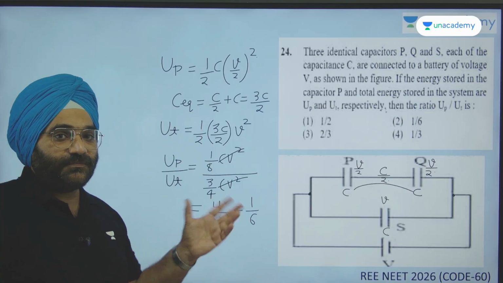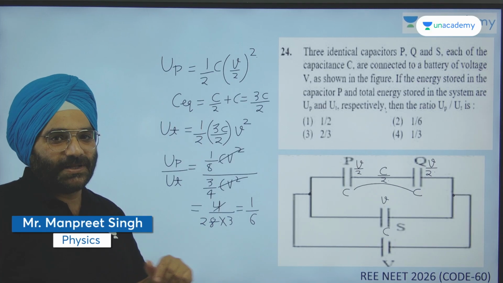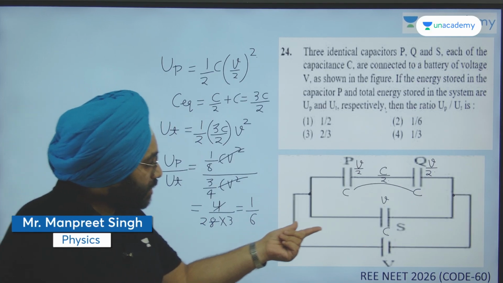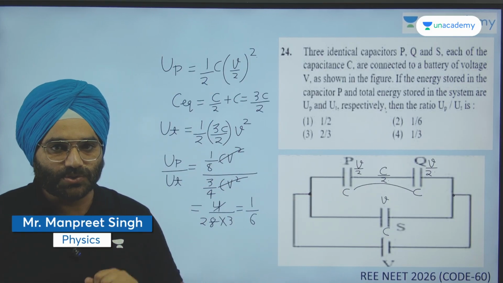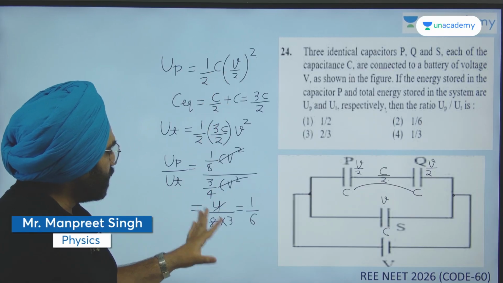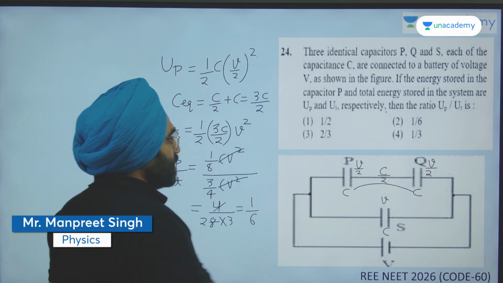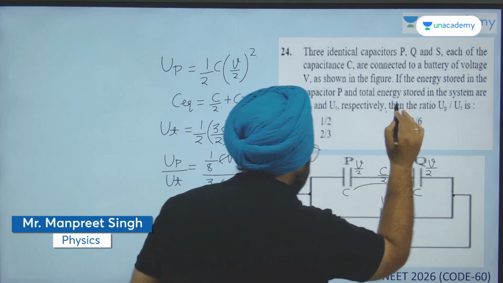This is one of the simplest methods. Don't introduce this much charge stored here and this much charge stored there, otherwise you will not be able to solve it. Okay, this is one of the most simple ways to solve this question. Okay, what is the answer? Option number 2.